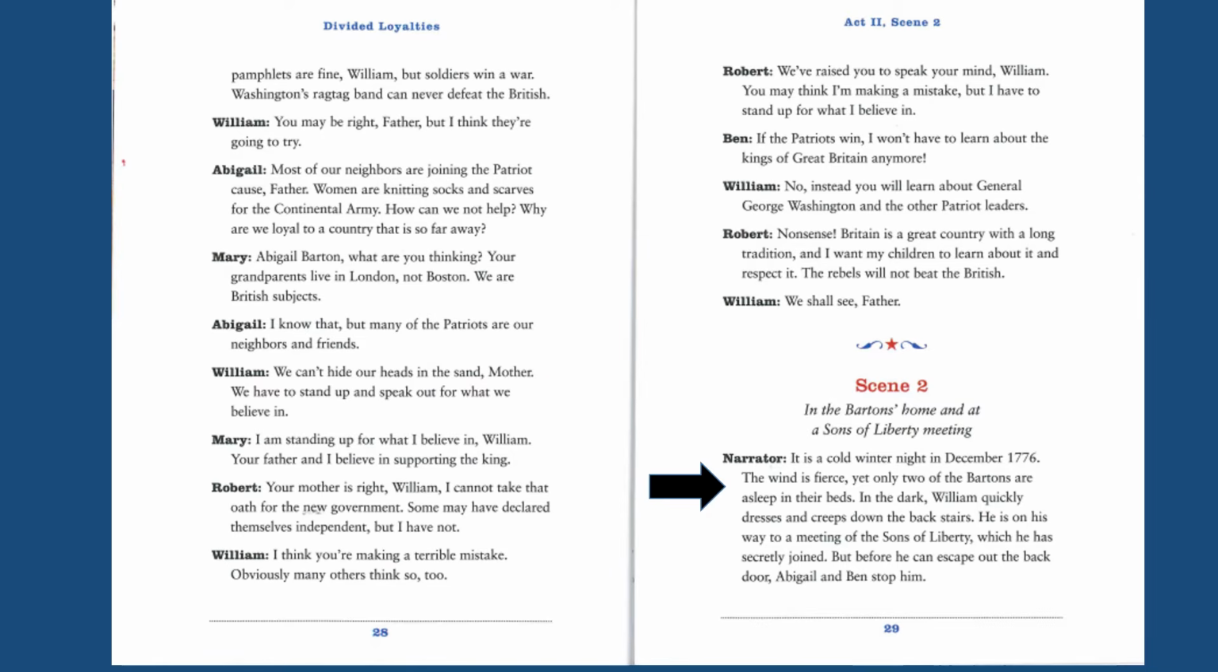Scene 2, in the Bartons' home and at a Sons of Liberty meeting. It is a cold winter night in December, 1776. The wind is fierce, yet only 2 of the Bartons are asleep in their beds. In the dark, William quickly dresses and creeps down the back stairs. He is on his way to a meeting of the Sons of Liberty, which he has secretly joined. But before he can escape out the back door, Abigail and Ben stop him.